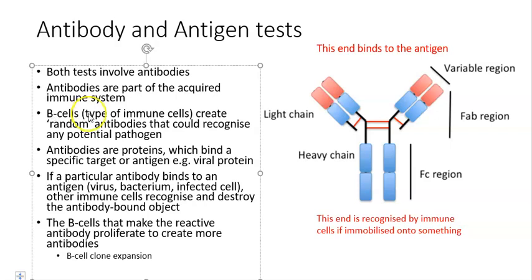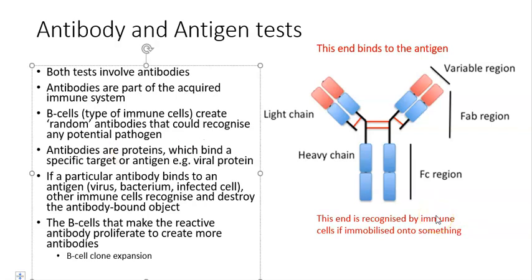What effectively happens with B cells is they produce effectively random antibodies, and these random antibodies could recognize any potential pathogen. They're not designed to recognize a particular pathogen. We just create millions and millions of them and hope that one of our B cells creates an antibody that recognizes the pathogen, and that antibody then comes in contact with the pathogen and helps to neutralize it.